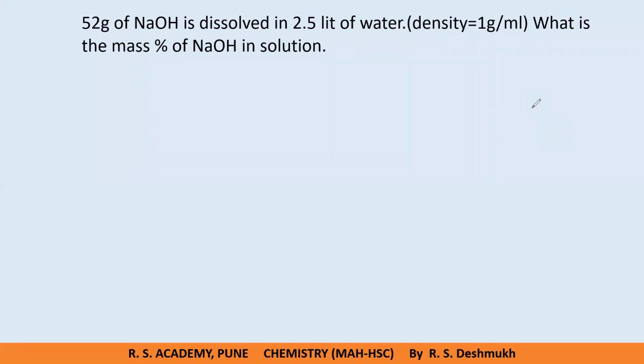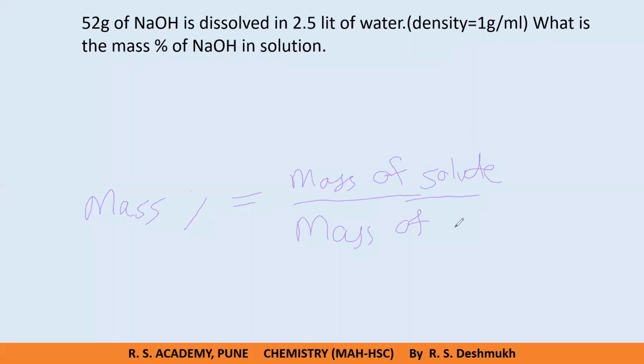I should have to know that whenever I am finding out the mass percentage, what it is? It is the mass of solute upon mass of solution. So here, if it is the mass of solution, I should have to go for density. What is the density in this case? They say 1 gram per ml.